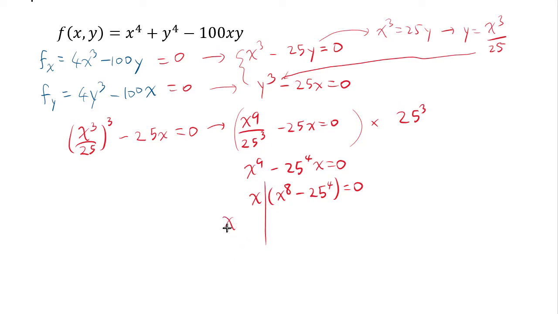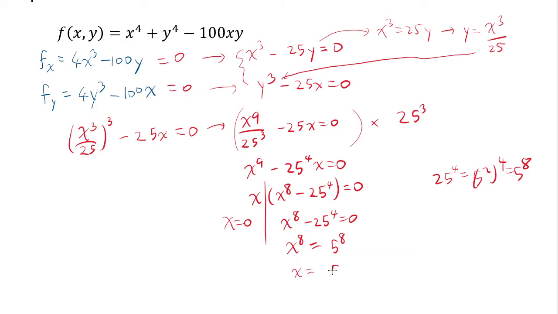So either x is 0, when two things multiply to 0, it's either this one, or x to the 8 minus 25 to the fourth equal to 0. 25 is 5 squared, right? So if you move this to the other side, 25 to the fourth is 5 squared to the fourth, which is 5 to the 8th. Oh, so x must be 5. But not so fast. You have to be careful because this is an even power, so they could still be the same whether it's a plus 5 or negative 5.